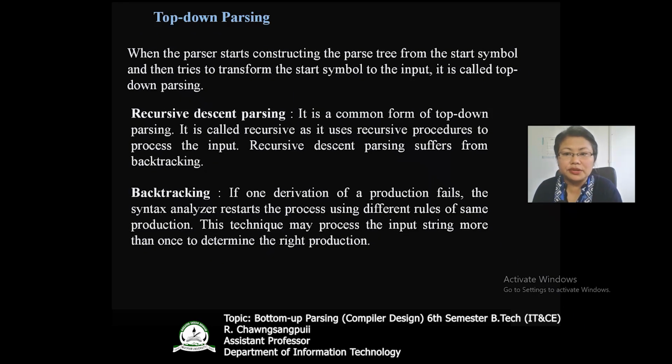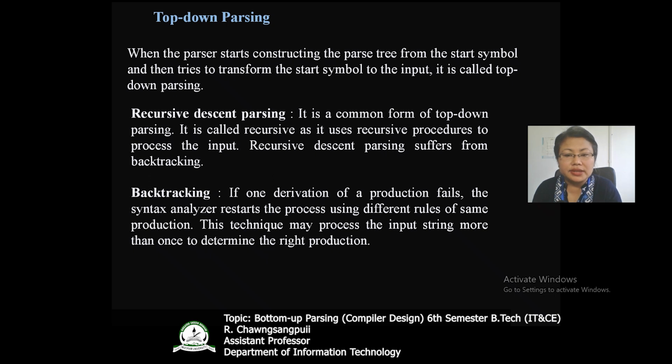So top-down parsing, what happens here? When the parser starts constructing the parse tree from the start symbol, usually denoted by S, then tries to transform the start symbol to the input symbol, it is called top-down parsing. You can imagine it like an inverted tree, with the leaves at the bottom and the root at the top. So here we have recursive descent parsing. It is a common form of top-down parsing. It is called recursive since it uses recursive procedures in order to process the input stream.